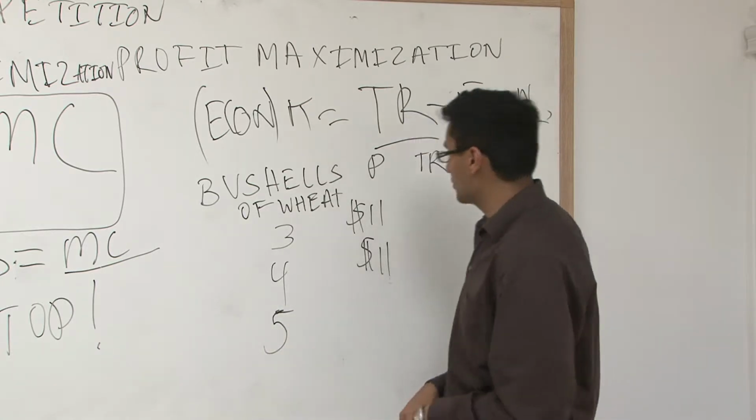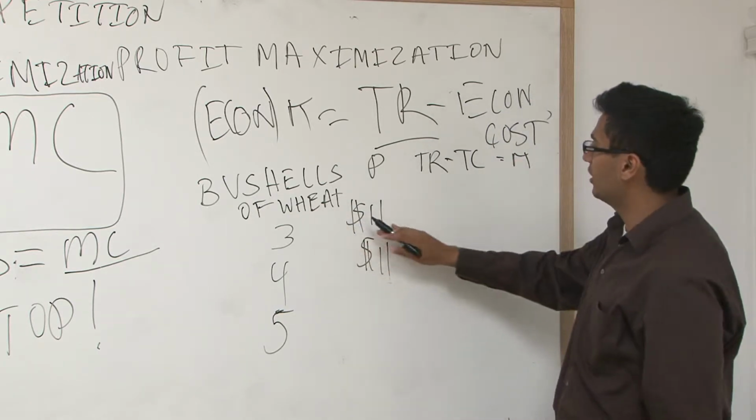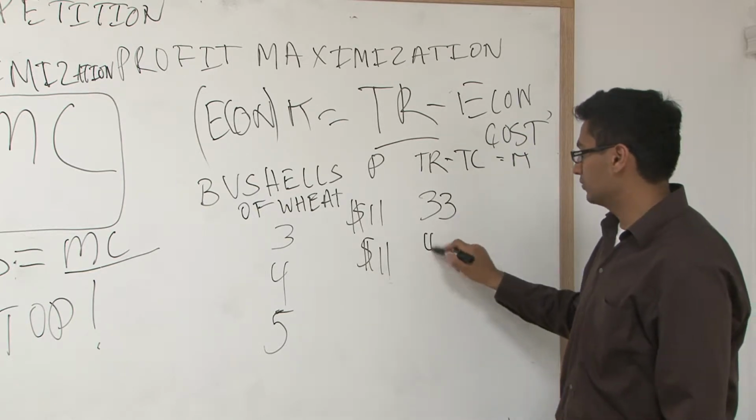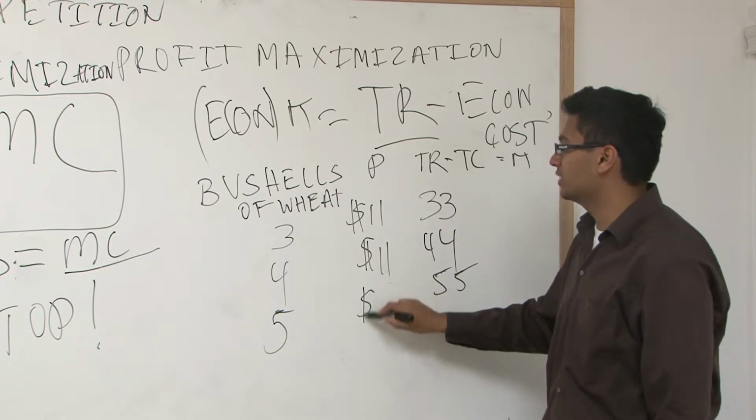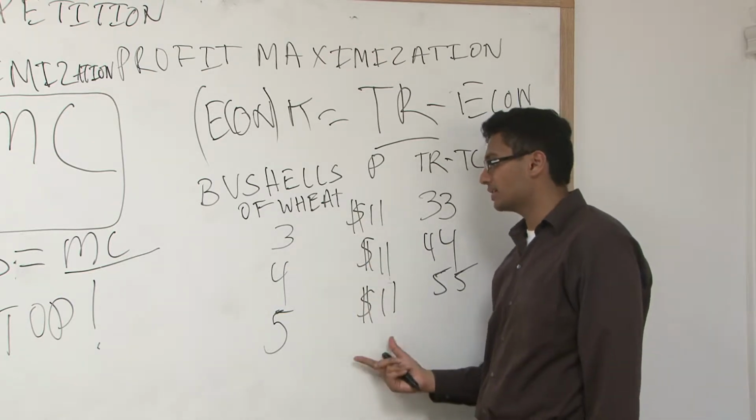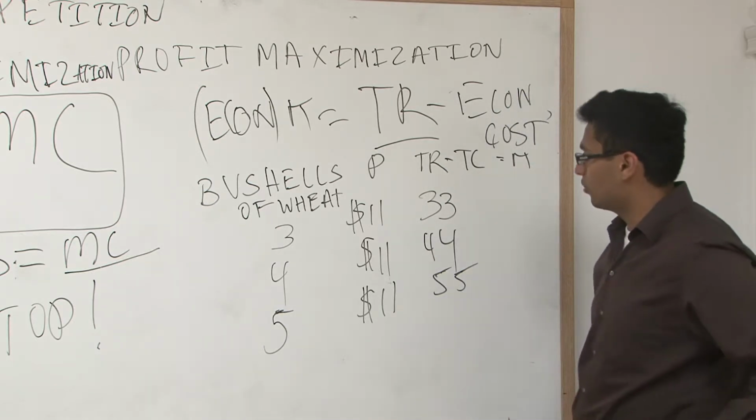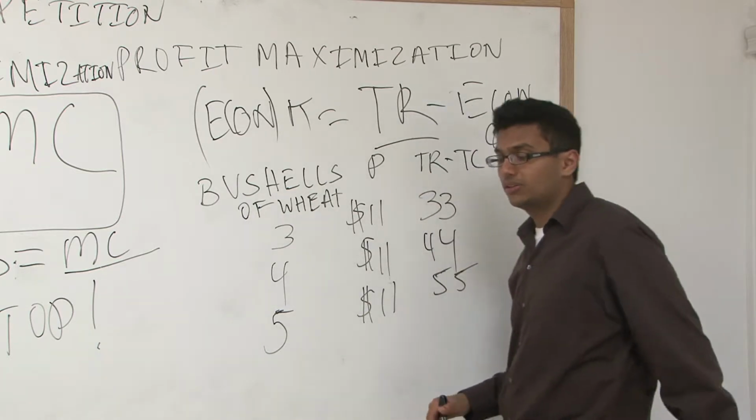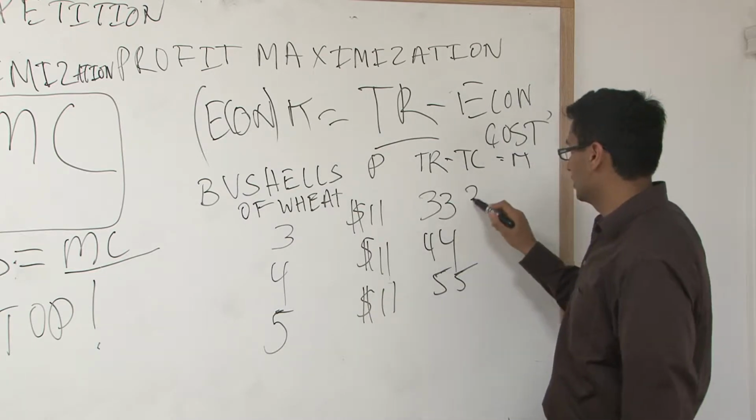And how much revenue do I make? Well, you take 11 times 3. If I'm selling 3 at $11, it's $33. Your revenue. 44, and 55. Pretty straightforward, because you take your price times the quantity you're selling, and you get your total revenue. Total costs are given in this example. We have 34, 42, and 53.